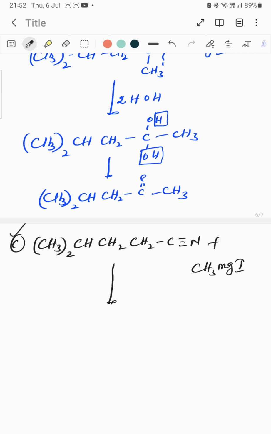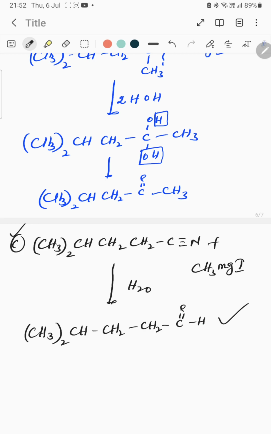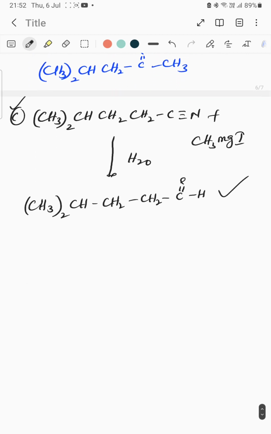Option B and option C have the same methodology. Finally, upon hydrolysis, we get (CH3)2CH, CH2, CH2, C double bond O, OH formed. This is the answer because it is not related to the given compound. It is not related to the given compound.